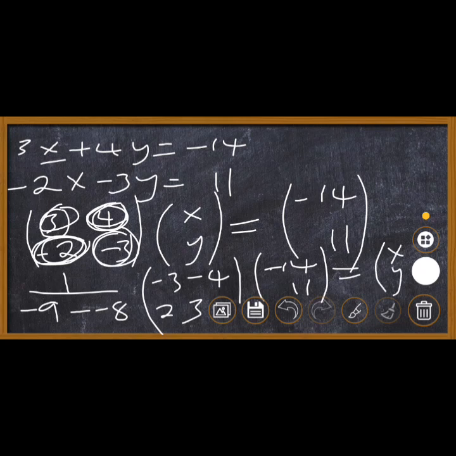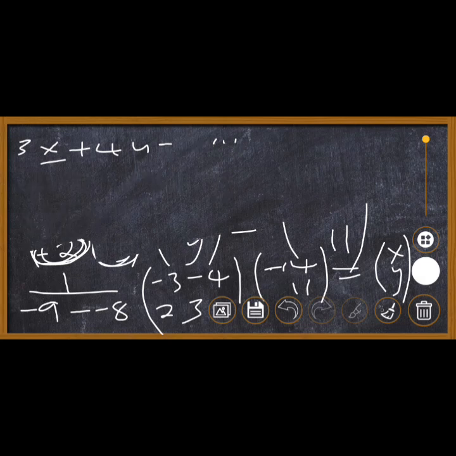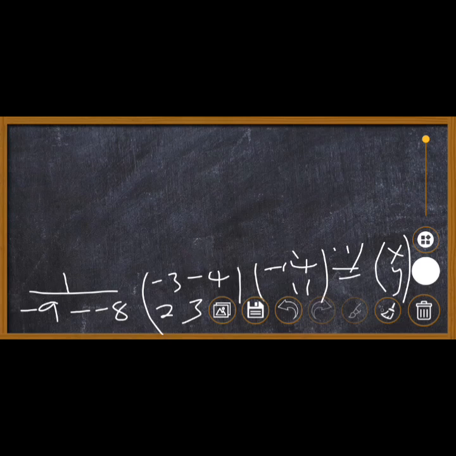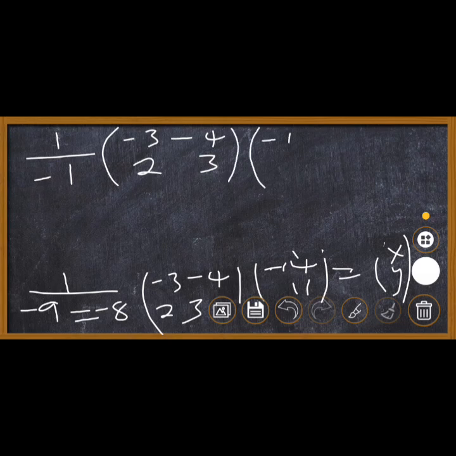X and Y. Hopefully you have understood the concept here on how I am expressing the given simultaneous equation in such a manner. When you understand this, it's going to be simple for you. So we have negative 9, negative and negative there is positive, so negative 9 plus 8 is what? It's negative 1. So here we have negative 3, 2, negative 4, and 3 there. We are multiplying this with the matrix negative 14 and 11.